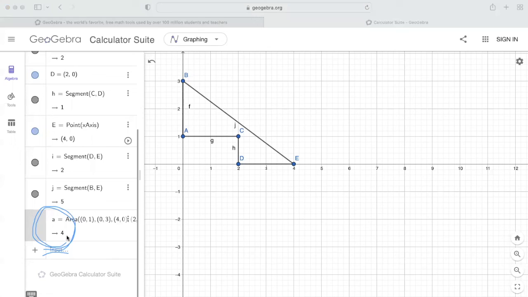So here is my 12 pieces. So like that's 1, 2, 3, 4, 5, 6, 7, and then from B to E is 5.